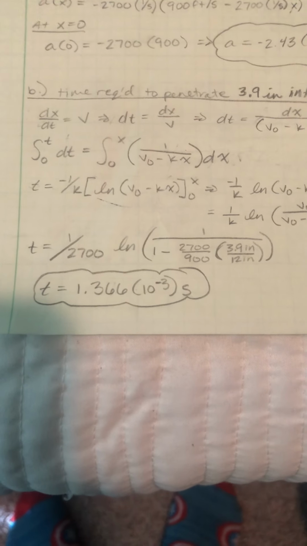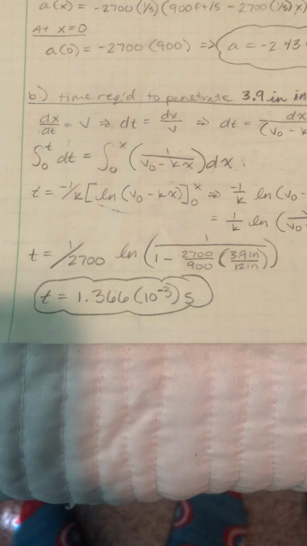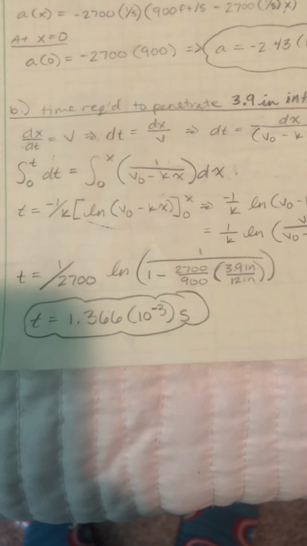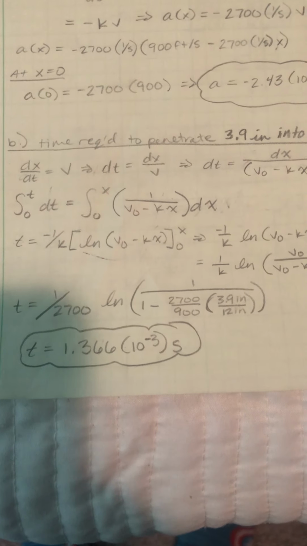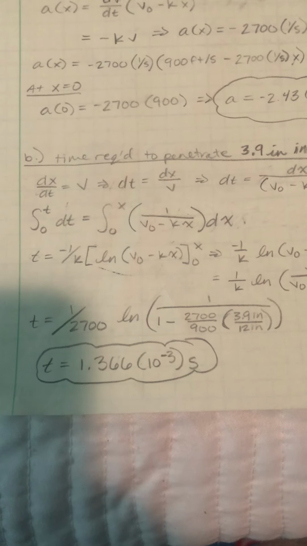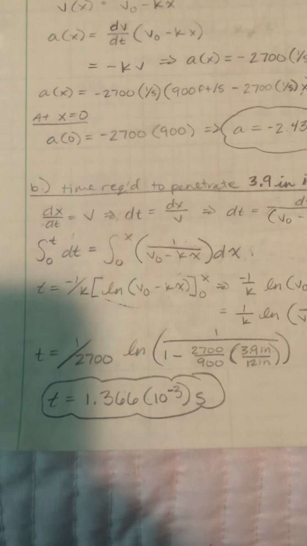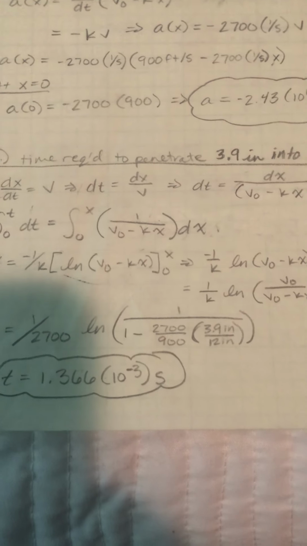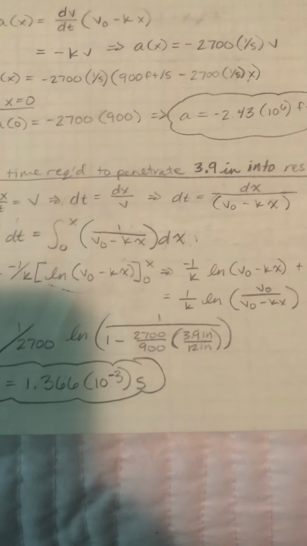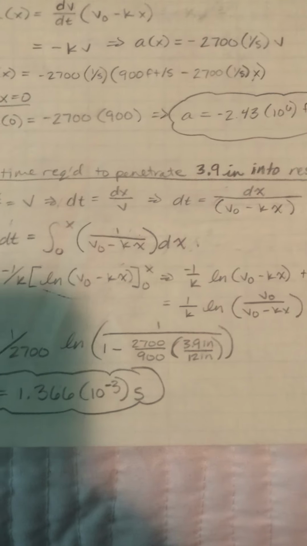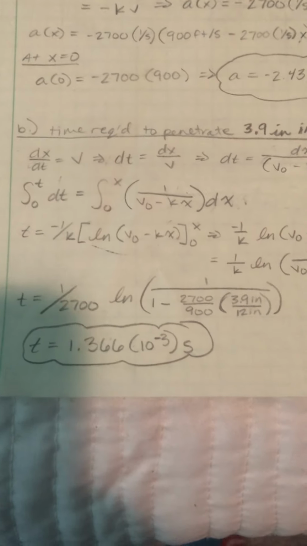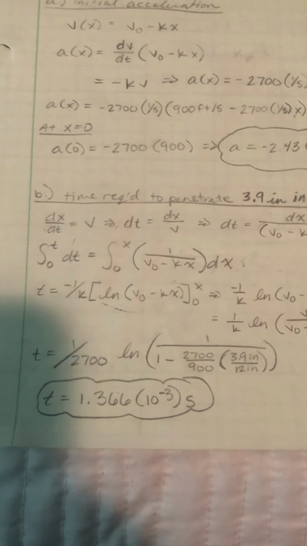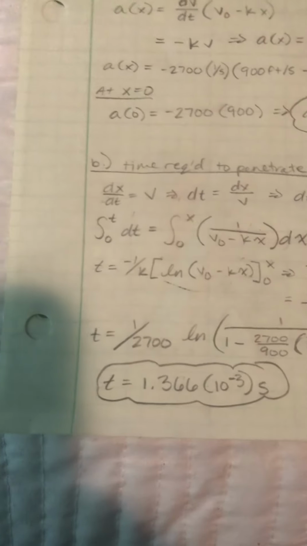we're able to get this final equation. So our t is equal to negative 1 over k, where k is equal to negative 2700. So we have 1 over 2700 times the natural log of 1 over 1 minus 2700 over 900 times 3.9 inches divided by 12 inches. This gives the time required as 1.366 times 10^-3 seconds.